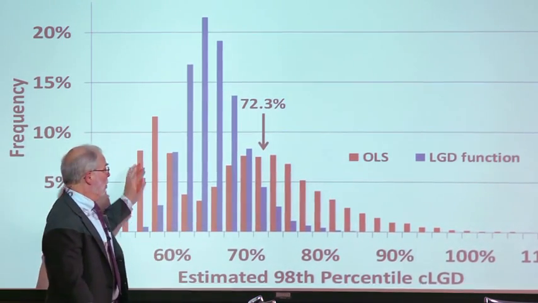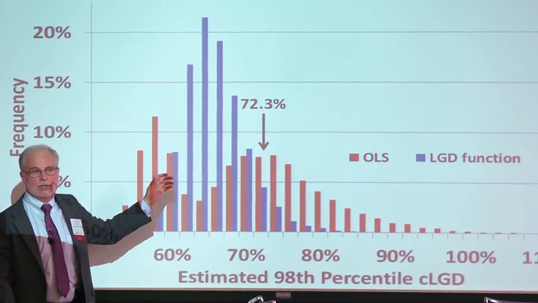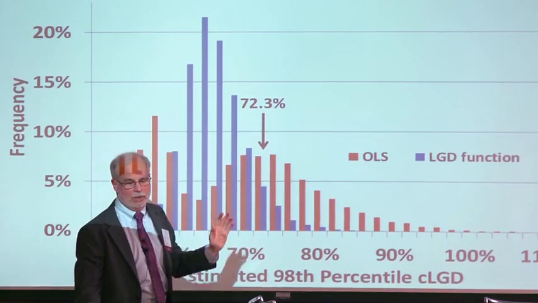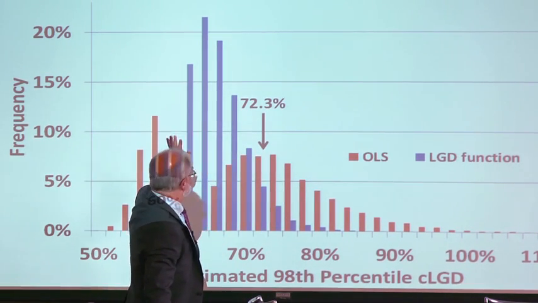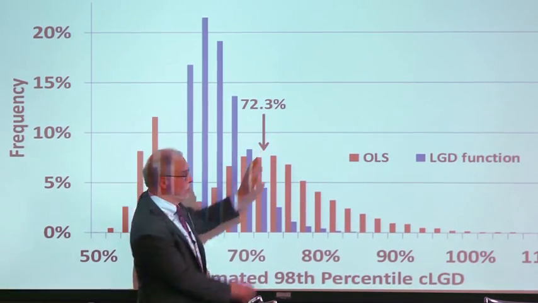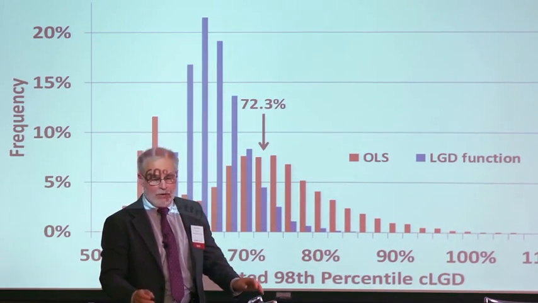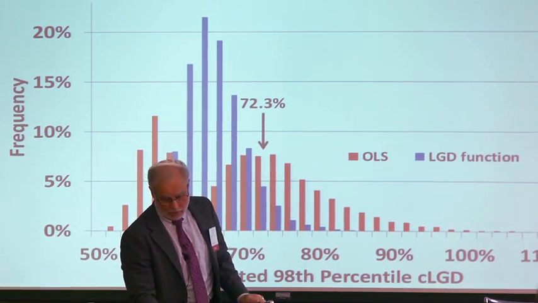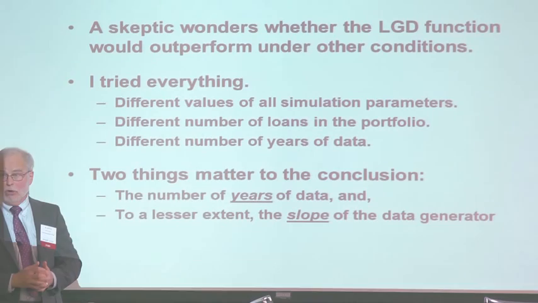And of course you think, well, what if you just use them, whether they're significant or not? It turns out that doesn't help either. I don't want to show that, but take my word, that doesn't help. The point is that the blue is closer to 72.3 on average than the spread out distribution of the red. The LGD function outperforms OLS. Again, those are 10,000 identical simulations. They all use the same values of the control variables.